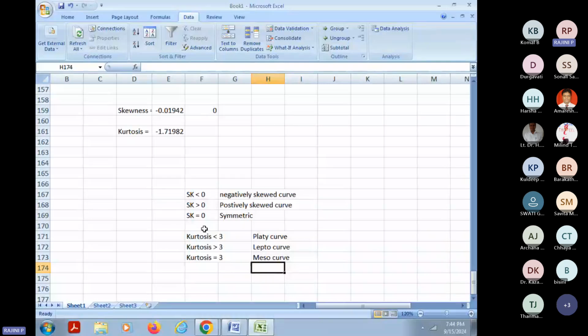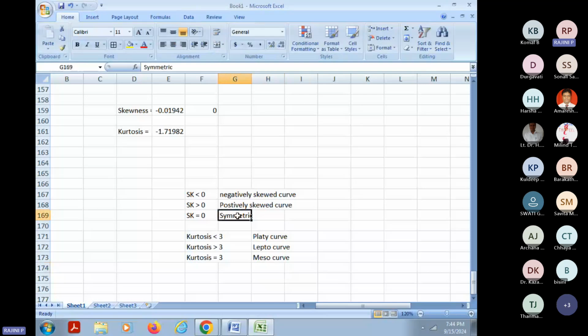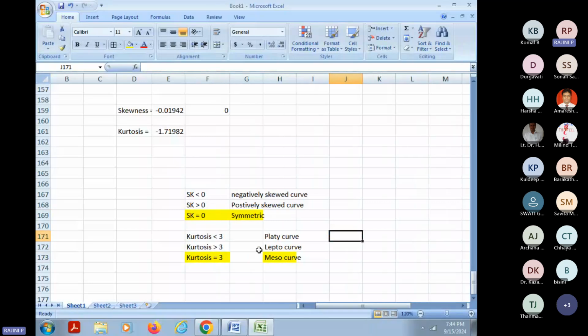And you see, when we say the data follows normality, the skewness should be approximately or equal to 0 and the kurtosis approximately or equal to 3. If these two conditions are satisfied, then we say that our data follows a normal distribution. Is it clear, ma'am?